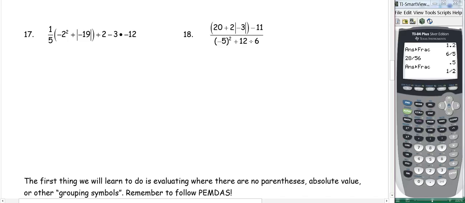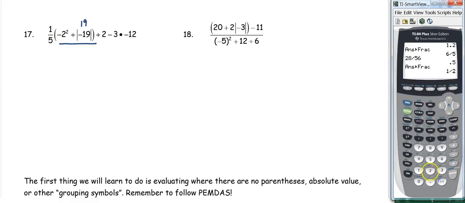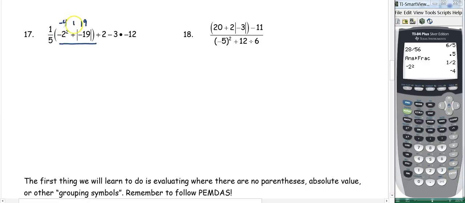Number 17, I have negative 1/5 times the quantity negative 2 squared plus the absolute value of negative 19, plus 2 minus 3 times negative 12. So first I need to start with this parenthesis. The absolute value of negative 19 is 19. Negative 2 squared, notice that there's no parentheses around it, so negative 2 squared is negative 4. So we get negative 4 plus 19, which is now 1/5 times 15, because negative 4 plus 19 is 15, plus 2 minus 3 times negative 12.